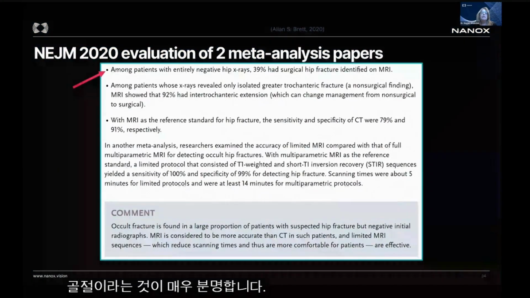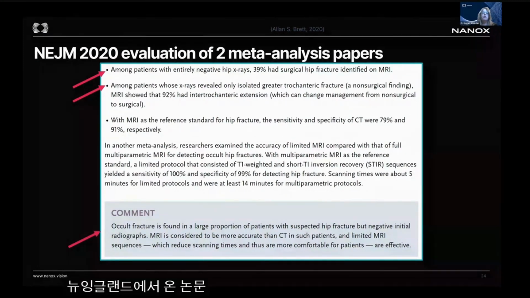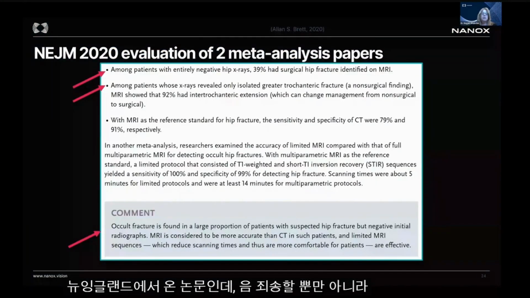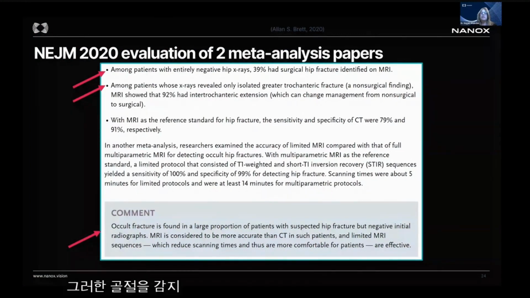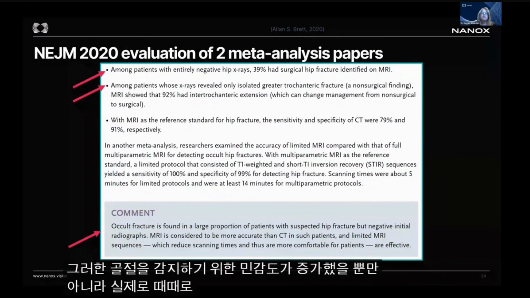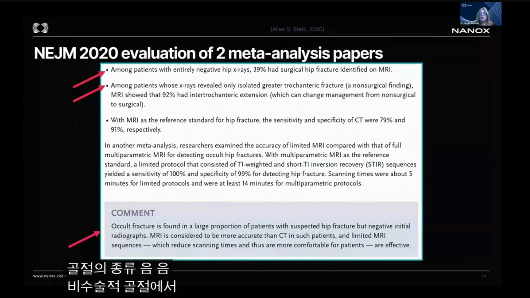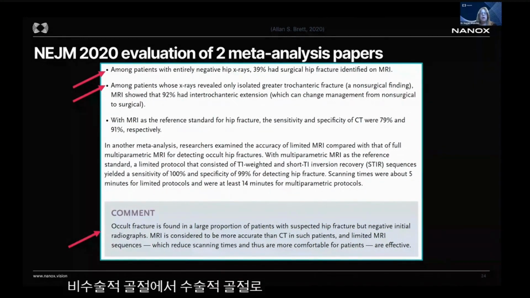And again, these are the papers from the New England Journal that showed that not only is there increased sensitivity for detection of those fractures, but actually sometimes the MRI changed the type of fracture from a non-surgical one to a surgical one.